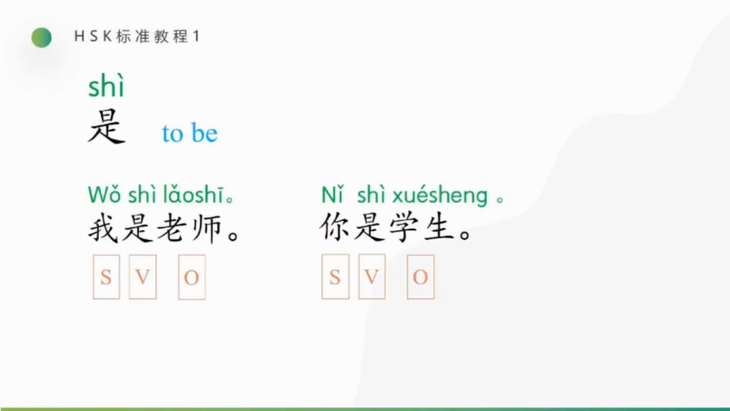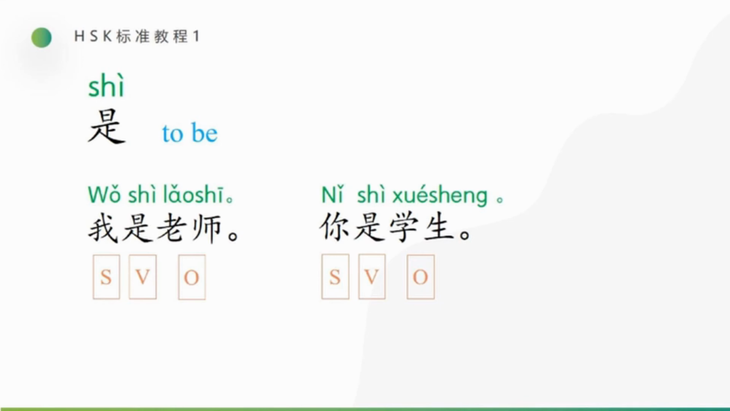好, let's look at this one. 是. 是 is today's grammar. It means to be. It's a very basic sentence in Chinese. 我是老师. In this sentence, 我 is subject. 是 is a verb. 老师 is object. 我是老师.